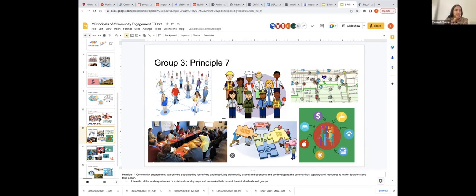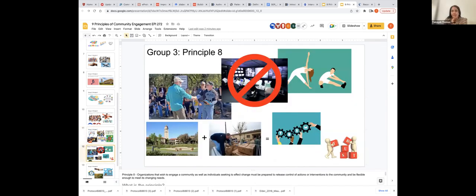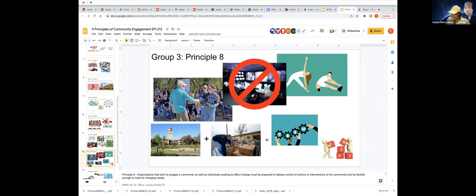Fantastic. Thank you. Principle 8. Yeah, I had Principle 8, and Principle 8 is that organizations that wish to engage a community, as well as individuals seeking to affect change, must be prepared to release control of actions or interventions to the community and be flexible enough to meet its changing needs.